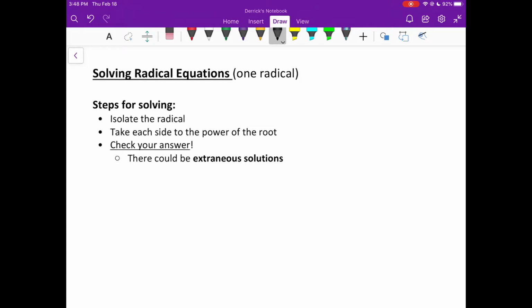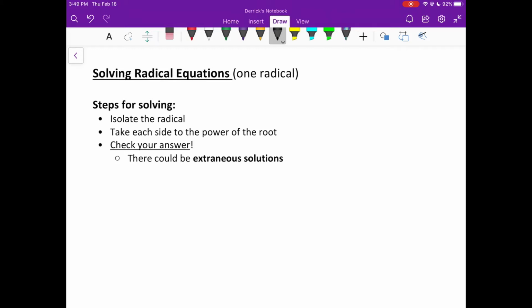After you've isolated the radical, you want to figure out whatever the type of radical is, whatever the power of the root is. So, if it's a square root, that's 2. If it's a cube root, that's 3. Fourth root is 4, so on and so forth. Whatever that type of root is, you want to take each side to that power. Because we know that exponents and radicals can cancel each other out if they are matched with the right power. So a square root is canceled out by squaring, taking to the second power. A third root is canceled out by taking something to the third, so on and so forth.